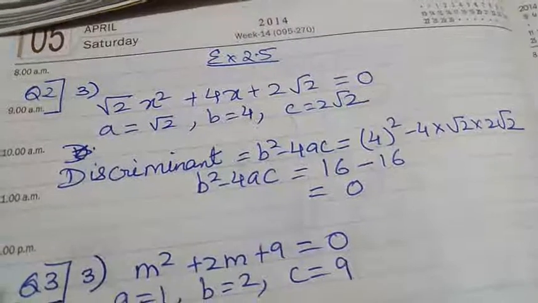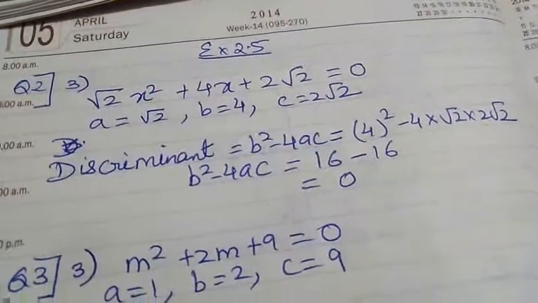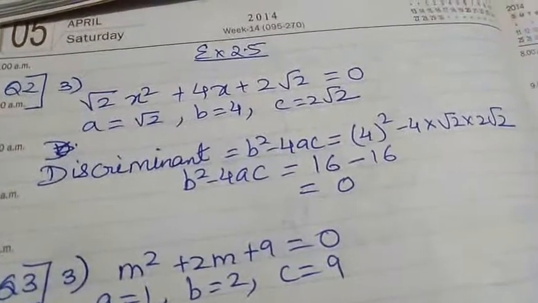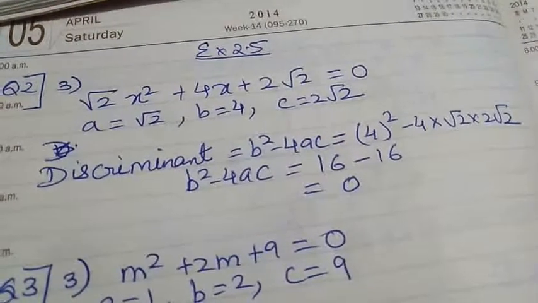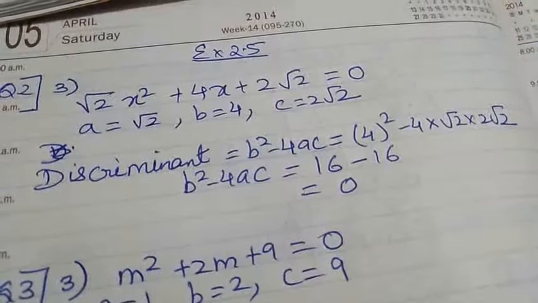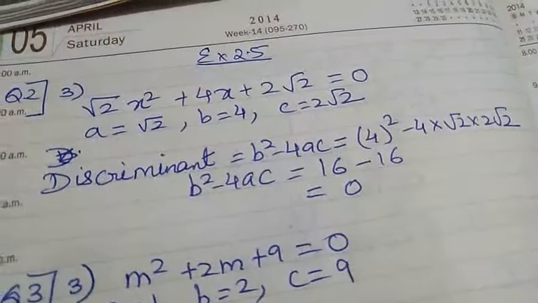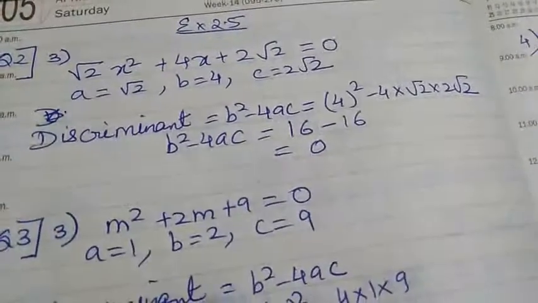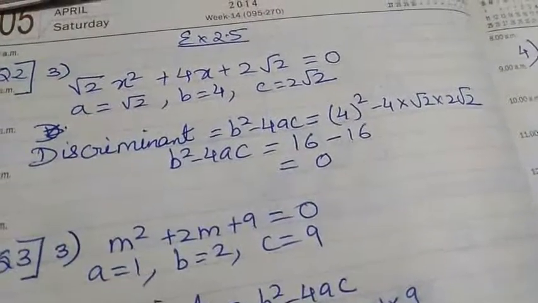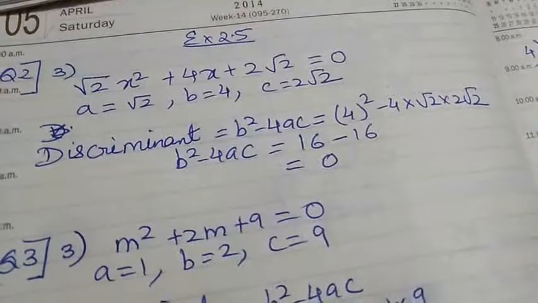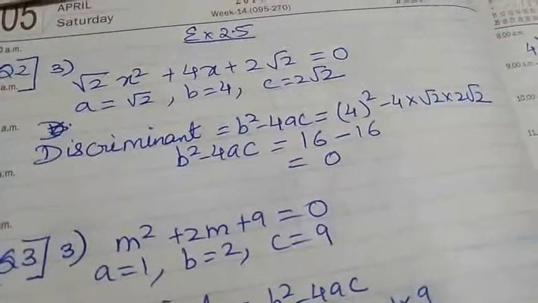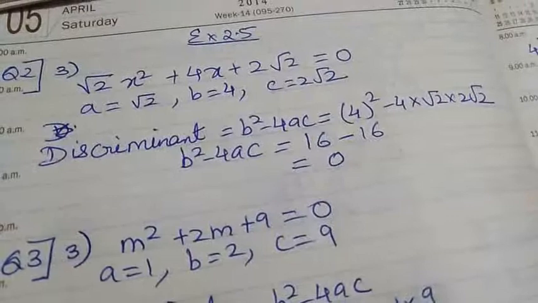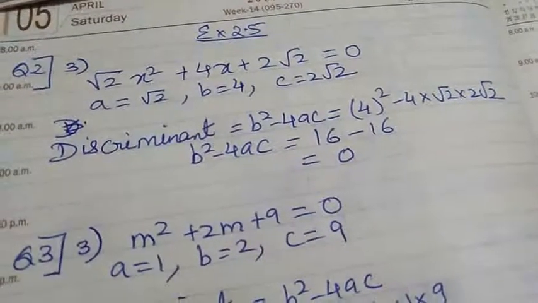Now exercise 2.5, see question number 2, third sum. They are asking you the value of the discriminant. So the equation is root 2 x square plus 4x plus 2 root 2 equal to 0. a is root 2, b is 4 and c is 2 root 2. The discriminant is b square minus 4ac. Put the values and calculate. That's it. They are only asking you what the discriminant is. They have not asked you to comment on the nature of the roots. So you don't have to do anything else, just find b square minus 4ac.